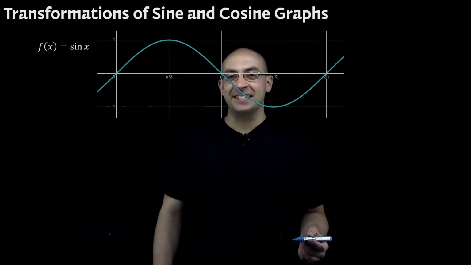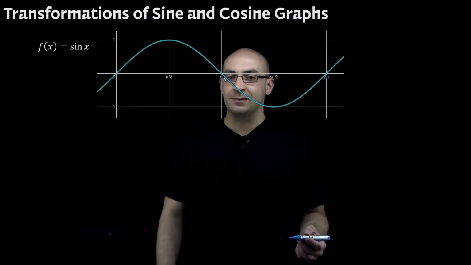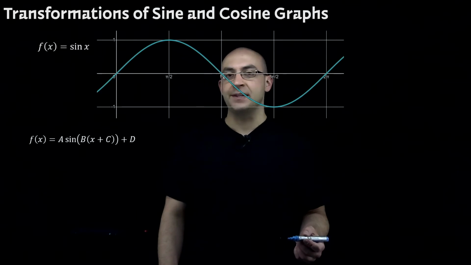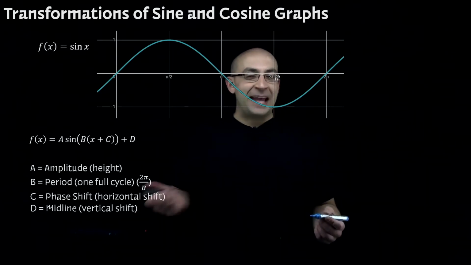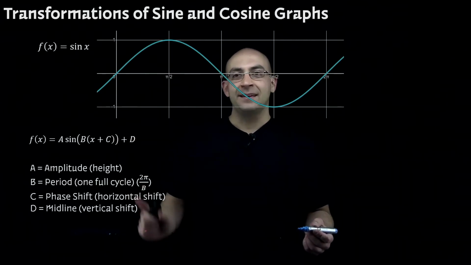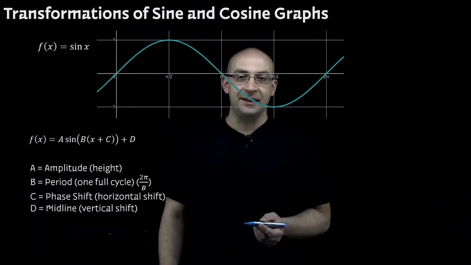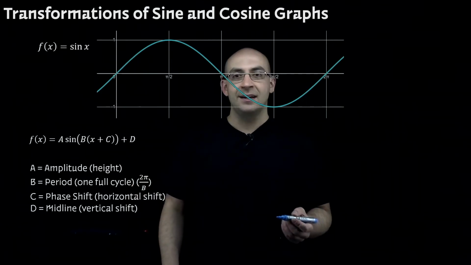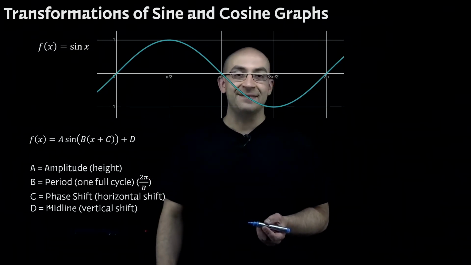Here's our sine x graph, the parent function. Nothing's changed. Here is our formula to help us remember our ABCs and Ds. A stands for the amplitude, which is the height, from the x-axis to its highest point. The period represents one full cycle of the trig function before it repeats, and that is represented by our b value, and we can find that by doing 2 pi divided by b.